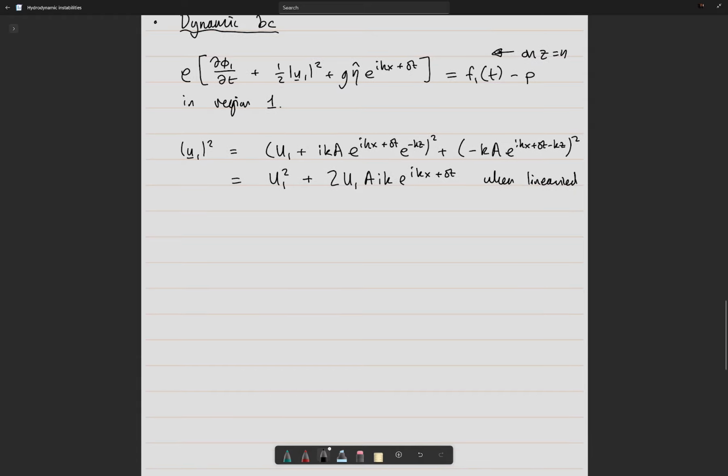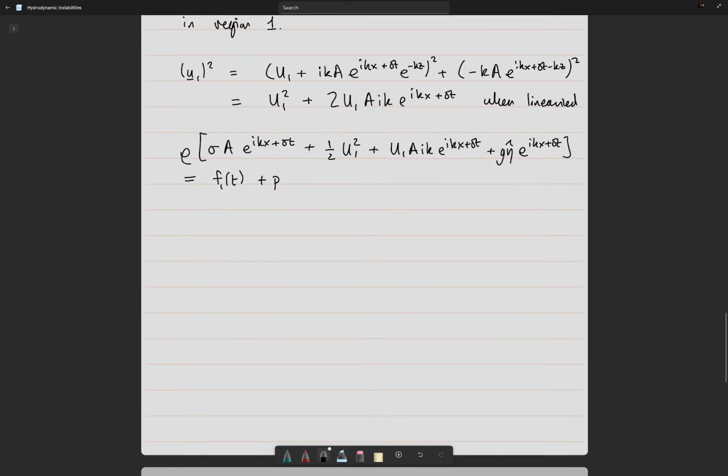Okay, let's go back to this equation here, and we're just left with rho d phi 1 by dt linearized onto z equals 0 is sigma times sigma a e to the ikx plus sigma t plus 1/2 u1 squared plus u1 a ik e to the ikx plus sigma t plus g eta hat e to the ikx plus sigma t is equal to f1 of t plus p.